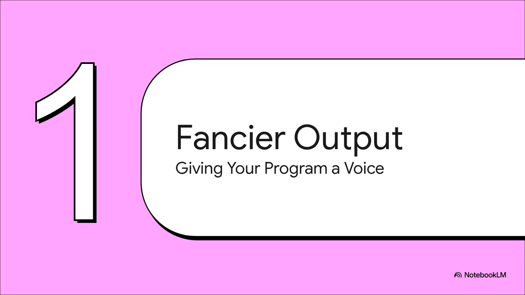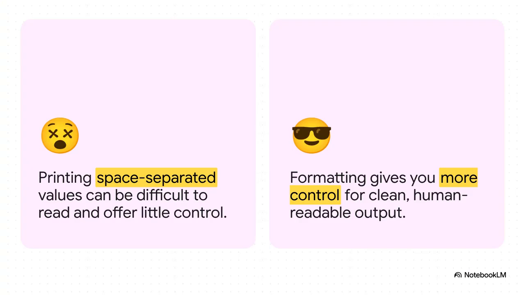First up, we're going to teach our programs how to talk, with a little bit of flair. We're moving way beyond basic print statements to really master some fancier output formatting. And this is a perfect example of what I'm talking about. Over on the left, we've just kind of thrown a bunch of values at the print function. It's a mess, right? But on the right, using some simple formatting, we get a clean, perfectly aligned sentence that a person can actually read. That is the power we're after.